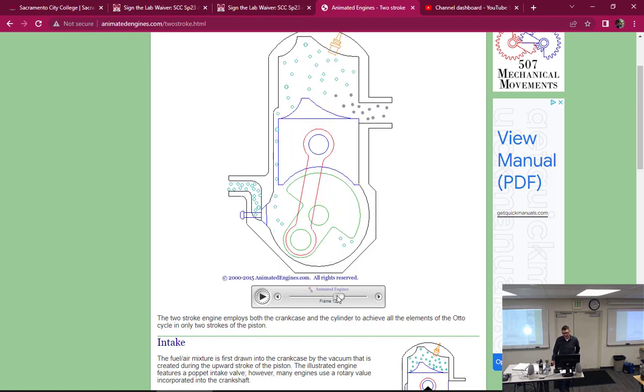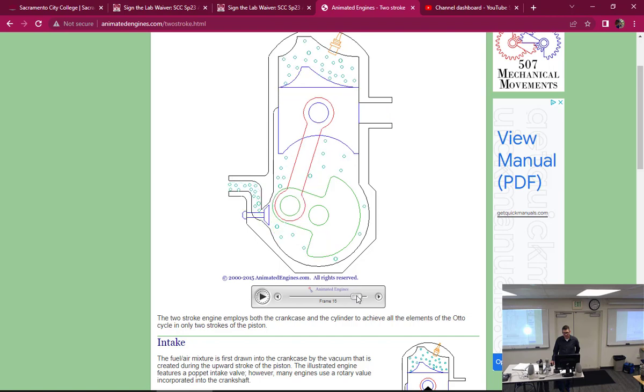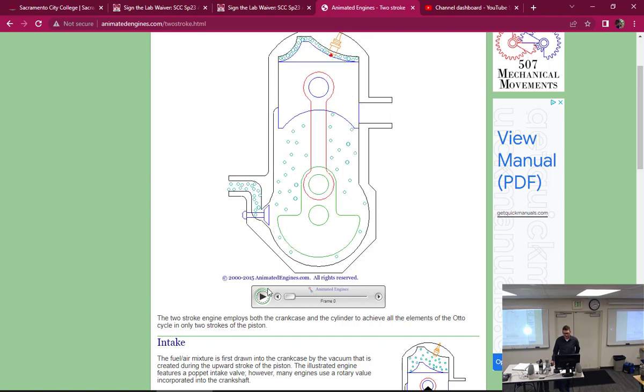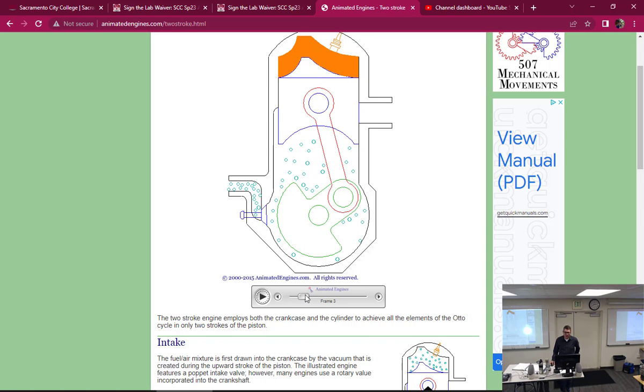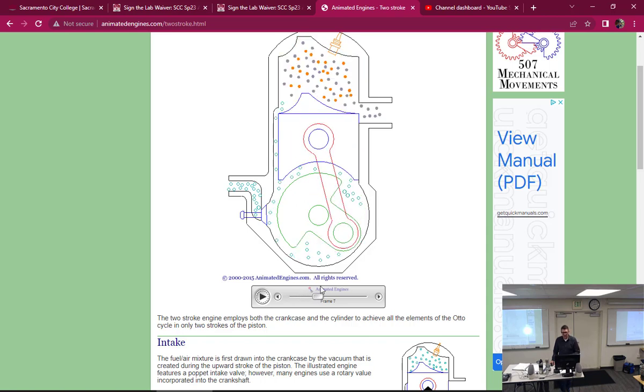Then it's going to start its true compression. So it covered up the intake port, covering up the exhaust port. Compression, ignition, power. Now we're looking at the top. Power, exhaust happens. The piston's coming down. It's pushing all of the fuel air mixture up this port in there.